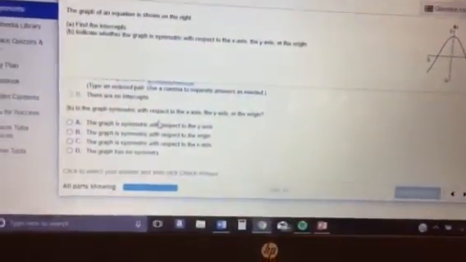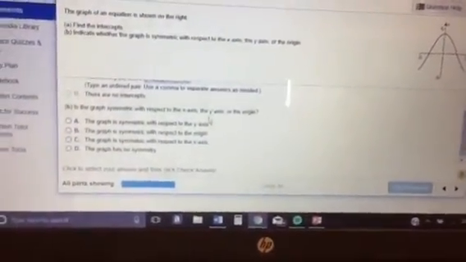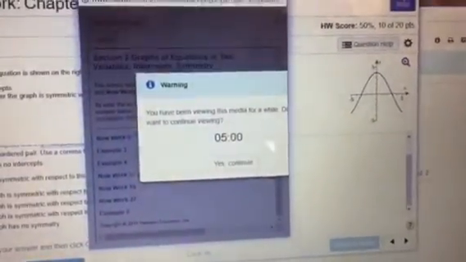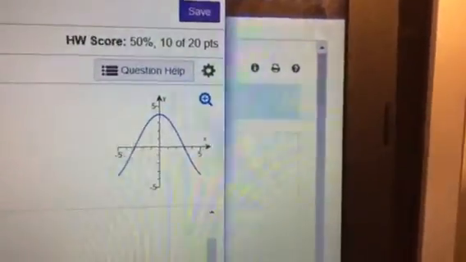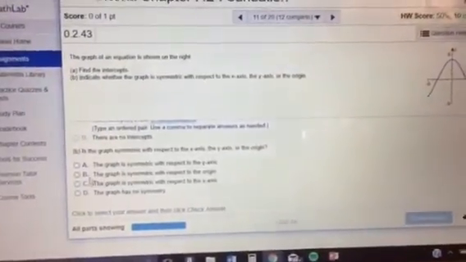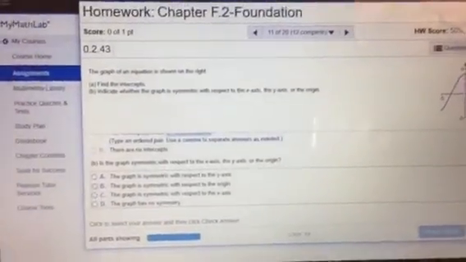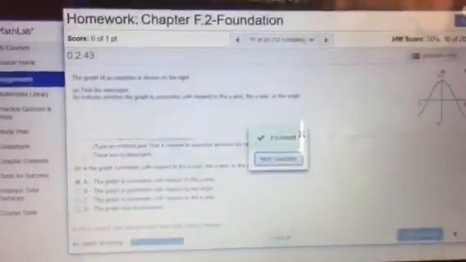And there we go. And there's only one part remaining. It's asking if the graph is symmetric with respect to the x-axis, y-axis, or origin, and we can see very clearly that it's a mirror onto the y-axis, meaning that the graph is symmetric with respect to the y-axis.